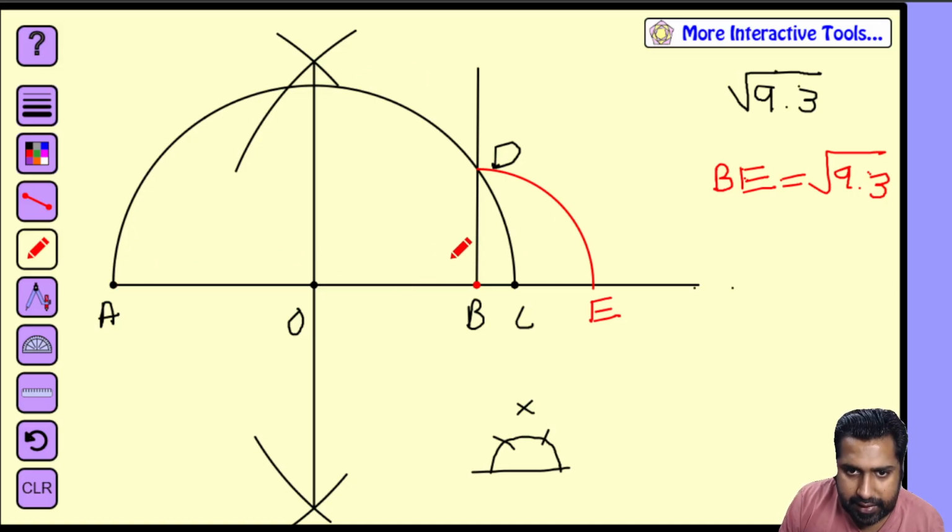Then create a 90 degree using your compass. Again, I have drawn directly, you have to draw using your compass. Draw a 90 degree, it will cut the previous semicircle, and that point will be D. This BD is root 9.3, but we want it on the horizontal line, the number line. So just keep your compass at B, measure BD and trace it down on the number line. That point will be E, and BE or BD is basically the square root of 9.3.